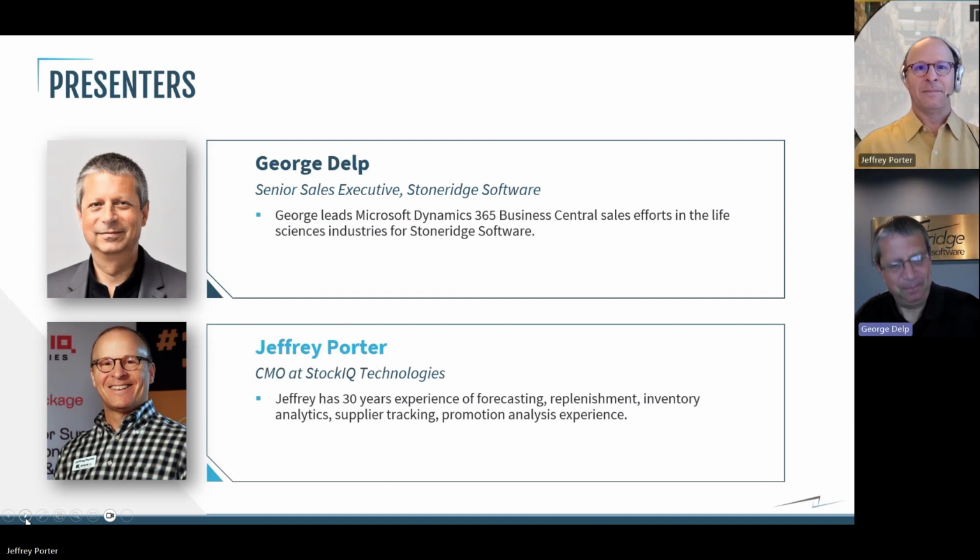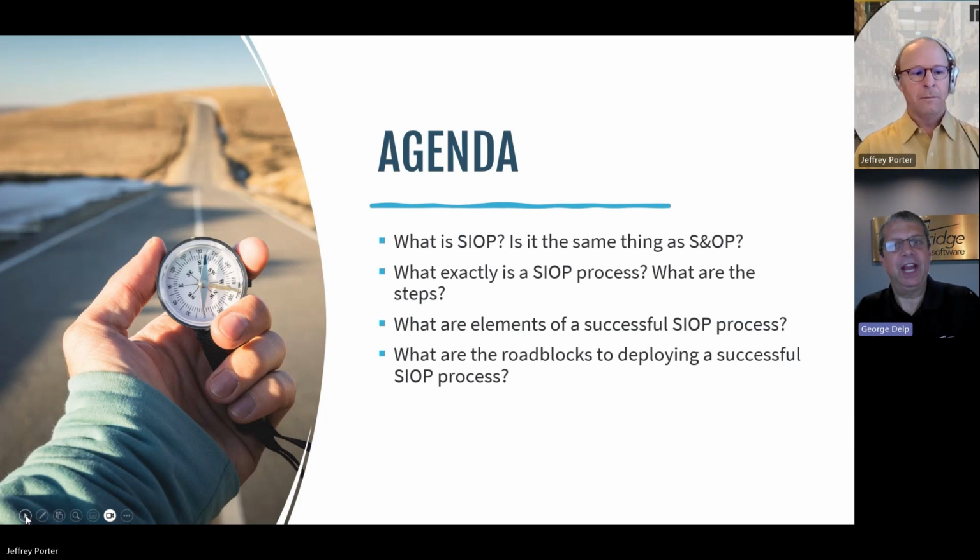Thanks, Jeffrey. So, our agenda for today. We're going to start off with what is SIOP, or Sales Inventory and Operations Planning. And you may have heard other similar terms like S&OP, or Sales and Operations Planning. Is SIOP and S&OP the same thing? Are they different? We're going to talk about that. Then we'll get into exactly what a SIOP process is. What are the steps? What are the elements of a successful process? And then finally, we'll wrap things up talking about some of the roadblocks that you might encounter while deploying a SIOP process at your company.